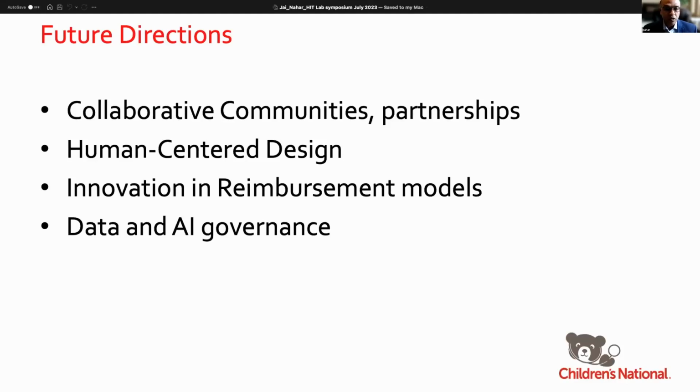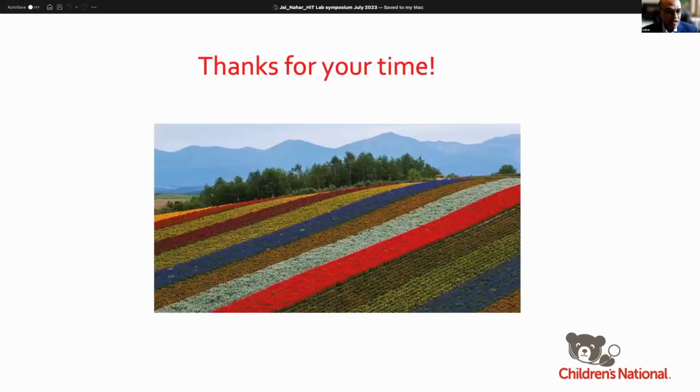Ultimately, we can talk all day about the tech and how fancy these things can be and what they can do, but until there is a good reimbursement model, which is lacking, there won't be enough traction or adoption. Next is data and AI governance, which is last and most important: having safeguards against the biases and ensuring fair, inclusive, and equitable solutions for healthcare. And I think that was the last one.